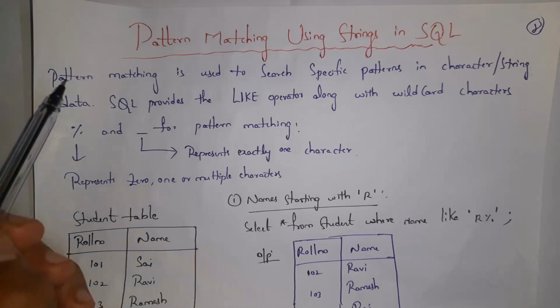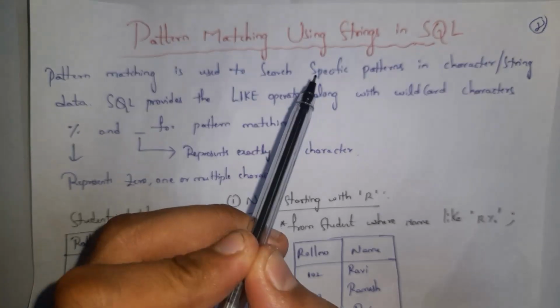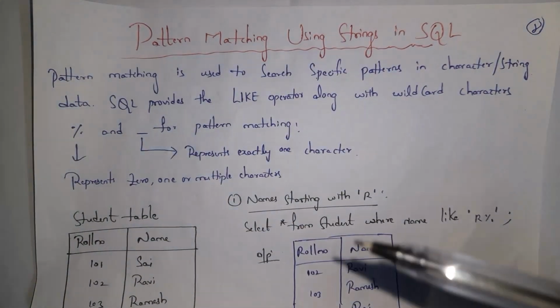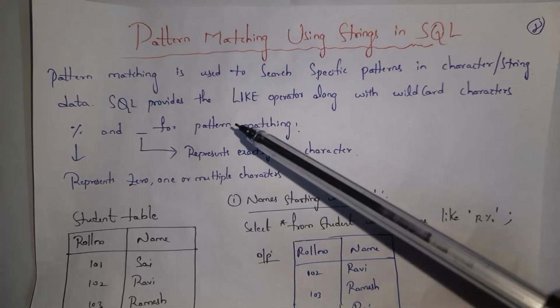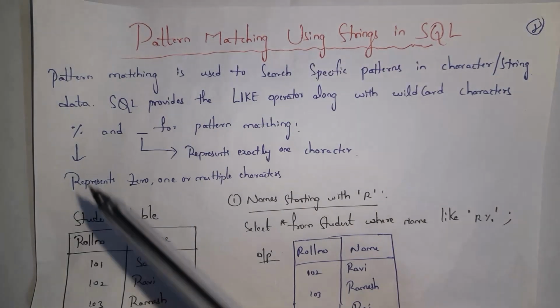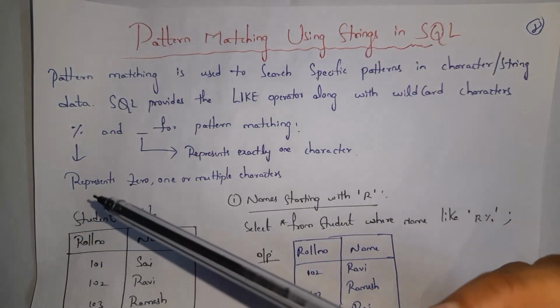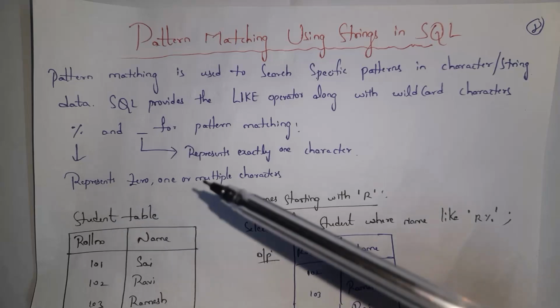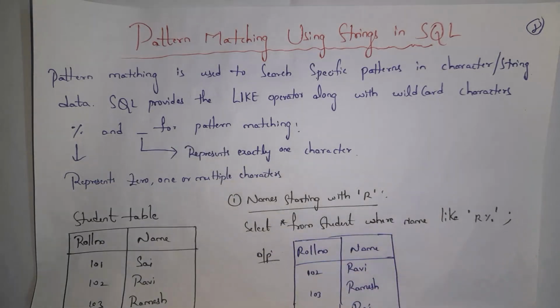Let's get started. Pattern matching is used to search specific patterns in a character or string. In SQL, in order to find patterns, we use the LIKE operator along with the percentage and underscore symbols. Whenever I give an example, you can clearly understand: percentage will represent 0 or 1 or multiple characters, and underscore will represent exactly one character.